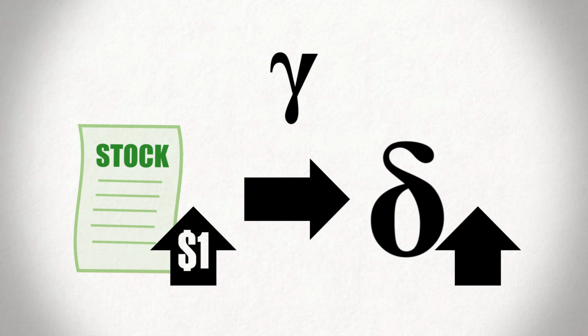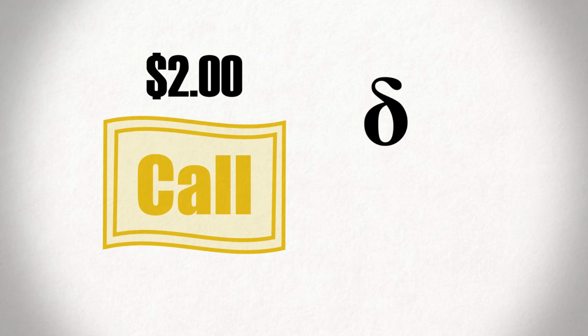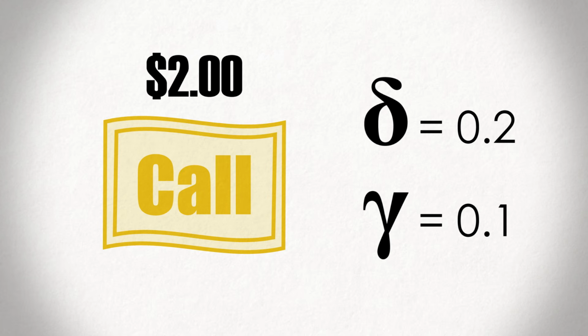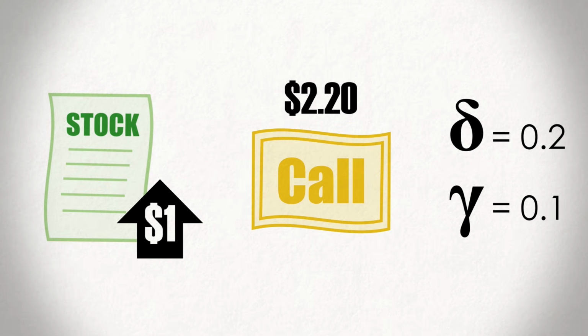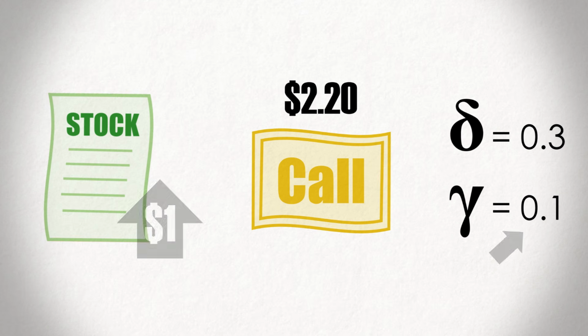As an example, imagine we have a $2 option with a delta of 0.2 and a gamma of 0.1. If the underlying stock goes up by $1, then our delta dictates that our option will go up by 20 cents to $2.20. Meanwhile, delta will go up by 0.1, the value of gamma, to 0.3. That means that the next time the stock goes up by $1, our option will increase 30 cents instead.